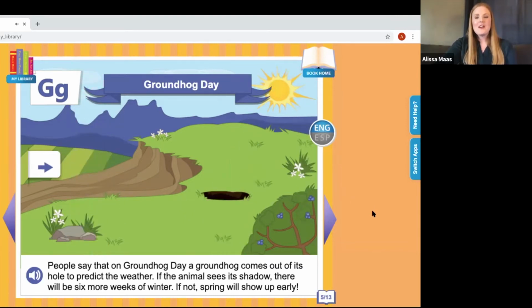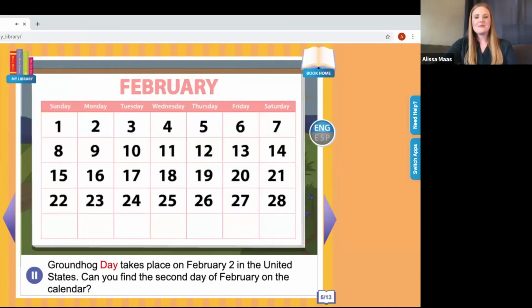Oh no, the groundhog saw his shadow and jumped back in his hole. That means 6 more weeks of winter. Groundhog Day takes place on February 2nd in the United States. Can you find the 2nd day of February on the calendar? So Groundhog Day is on the 2nd day, so 1, 2 of February. Let's find the number 2. 1, 2. Good job.